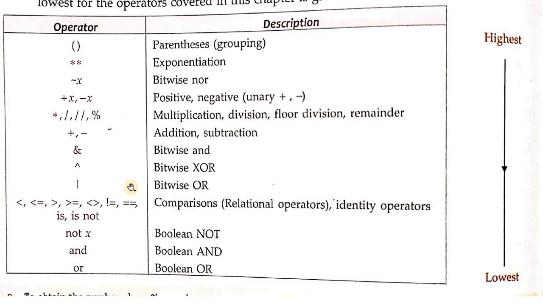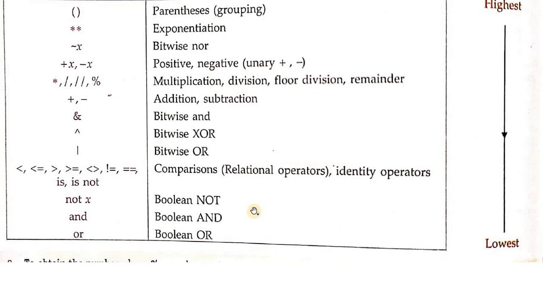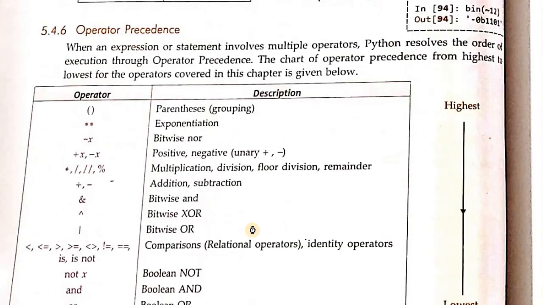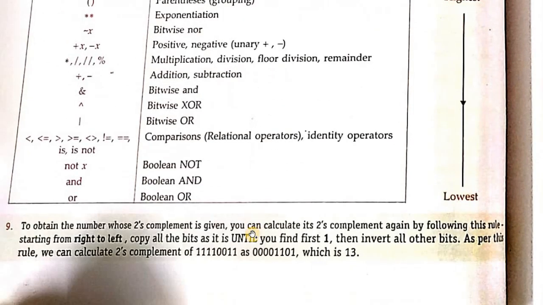So generally in our program, we will work on arithmetic operators, comparison operators, and logical operators. The arithmetic operator has more priority than the comparison operator, and the comparison operator has more priority than the logical operators. Okay, next, this is the operator precedence.